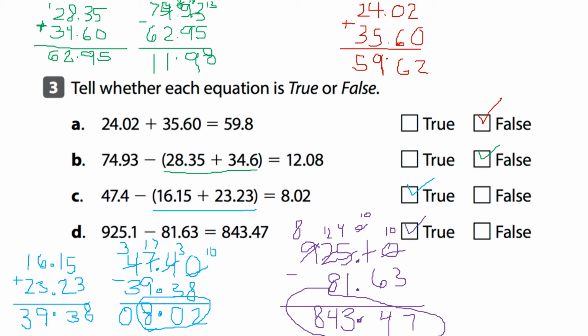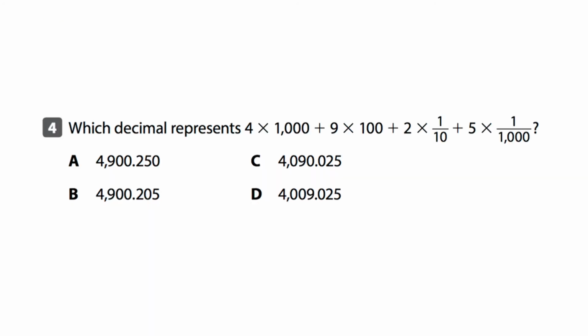So for number 3, you should have gotten false, false, true, true. For this problem, this is an example of expanded form. So I'm going to make this a little visually easier for myself, and I'm going to add the parentheses around the representations of my place value. The place values are represented by powers of 10. So we have 1,000, 100, 1/10, and 1/1,000.